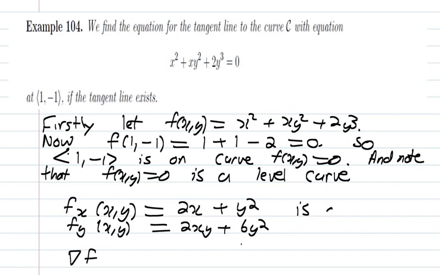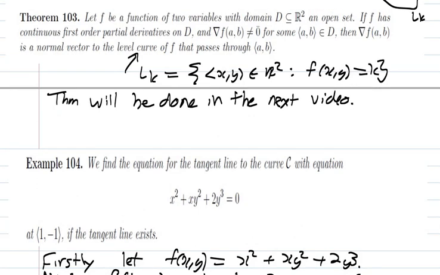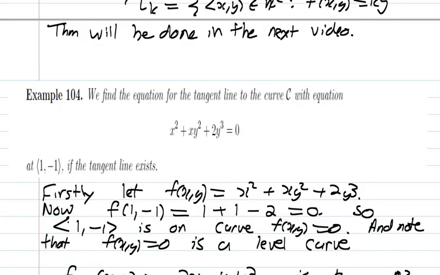This is continuous on R2. So we've got to satisfy the conditions of theorem 103. Remember, the first order partial derivatives have to be continuous, so we've satisfied this condition. So now we've got to make sure that grad f at the point is non-zero.